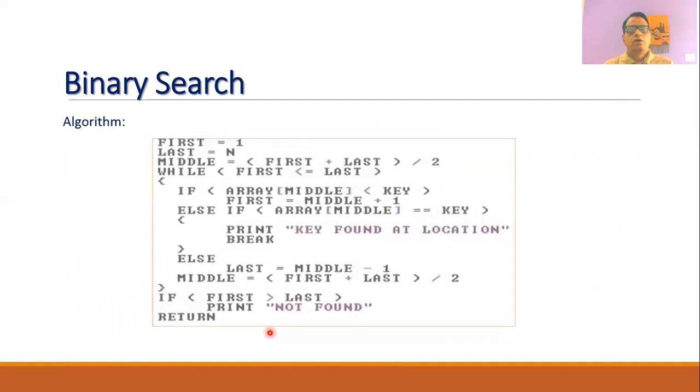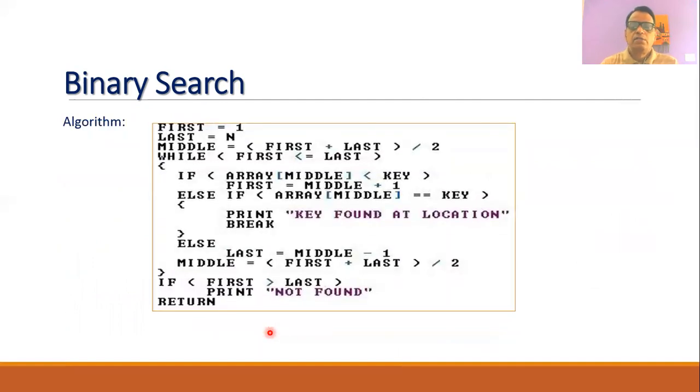Now let us go for the algorithm for binary search. The algorithm for binary search can be written in a variety of ways. One popular way of writing these algorithms is by making use of the iterative method. So initially we will assign first equal to 1 and last as the value n. And then we will compute the middle by using the formula (first plus last) divided by 2. So initially all these three variables are computed: first, last, and middle.